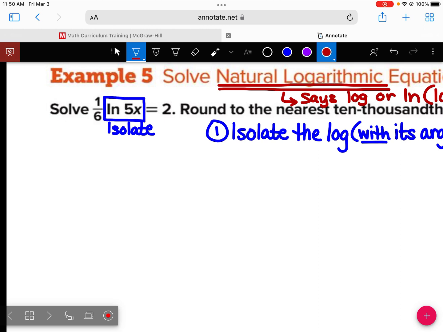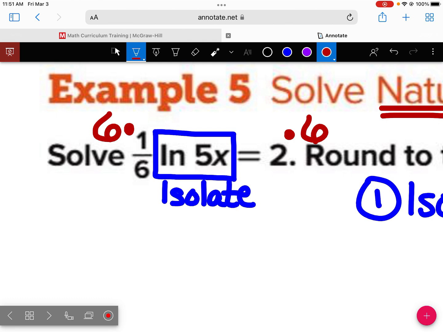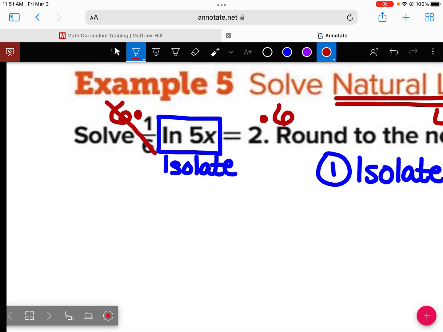What do I need to do to get the ln of 5x all alone? Or what do I have to get rid of? The 1/6. If you see a fraction, what operation is happening? Division. How do we undo division? Multiplication. What's on the bottom of the fraction? Because that's what we need to multiply by. What is the number that's the denominator? 6. We're going to multiply both sides by the denominator. That's going to make the denominator cancel over here.